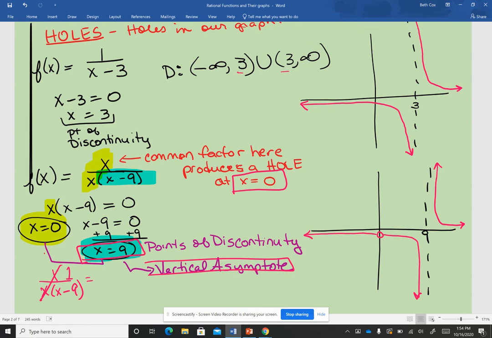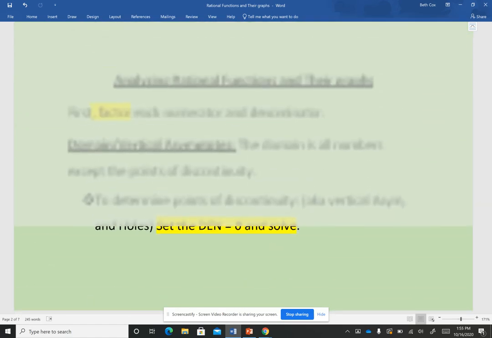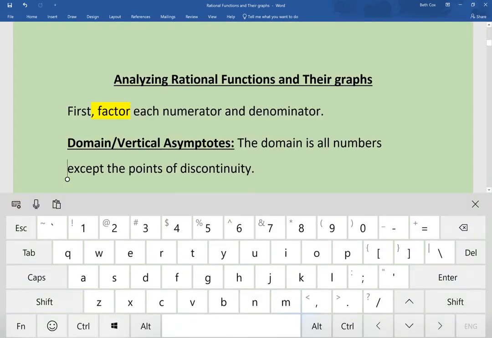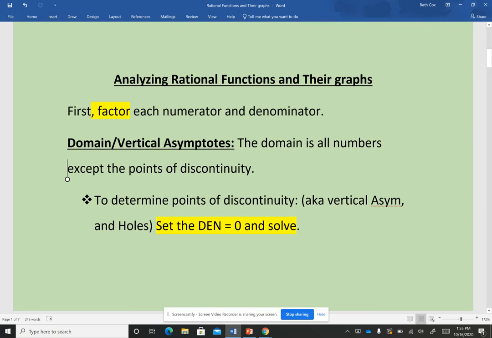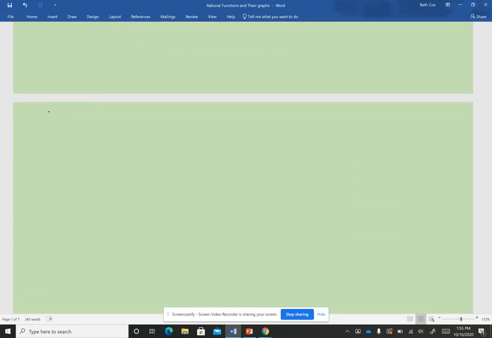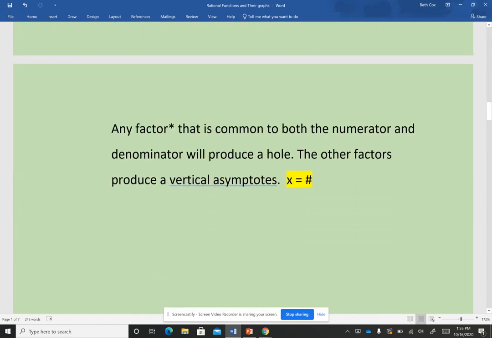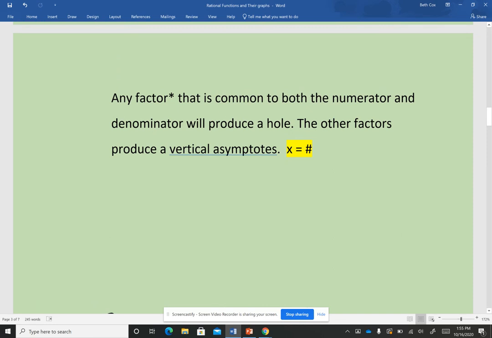Okay, so on your sheet, that's part 1 here. We've done this, so you can look at it. Make sure you factor the numerator and denominator, and the domain is all the numbers except the points of discontinuity. To determine the points of discontinuity, set the denominator equal to 0 and solve. Then any factor that is common to both the numerator and the denominator will produce the hole, and the other factors produce a vertical asymptote.